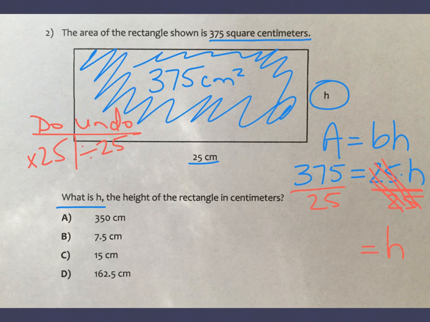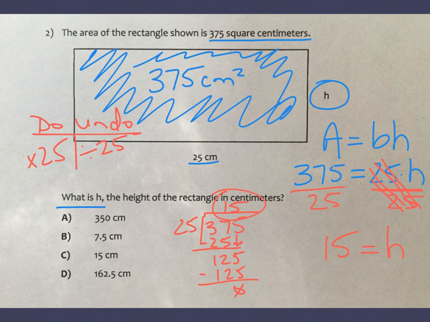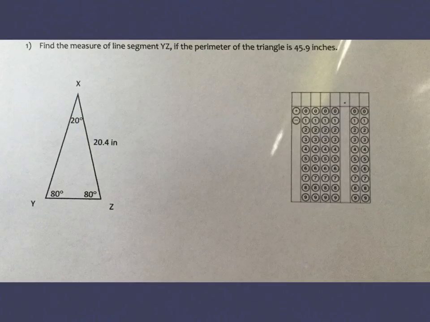So to find the value of the height, we need to divide 375 by 25. 25 doesn't go into 3, it does go into 37 once. Bring down our 5. 25 goes into 125 5 times. And so h is equal to 15, or 15 equals h. 15 centimeters is answer choice C. In our next problem, we're asked to find the measure of line segment YZ.